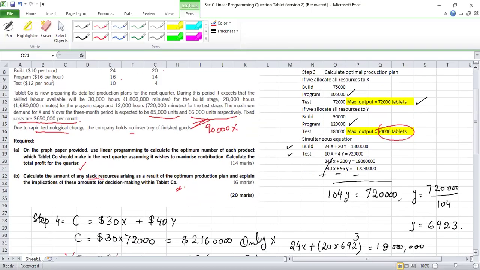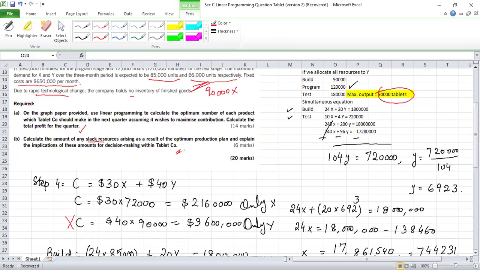So here we have part B now. After the discussion of the graph, calculate the amount of slack resources. Slack means excess resources arising as a result of the optimum production plan. The optimum production plan is X 20,000, Y 66,000.